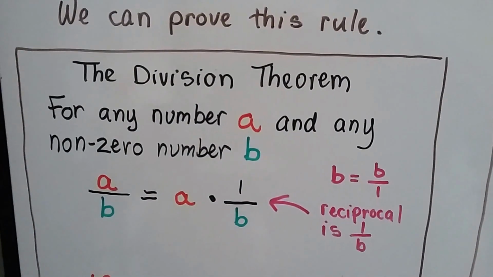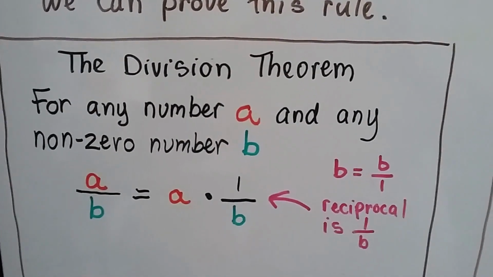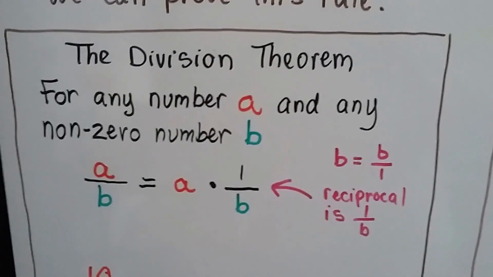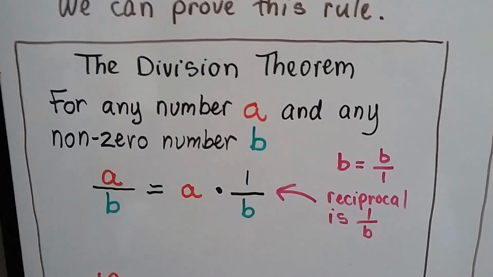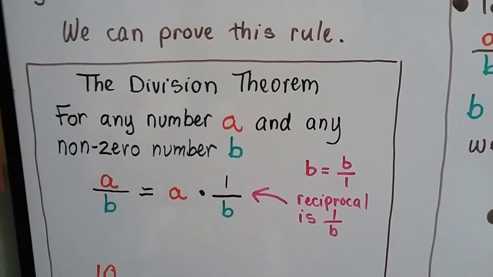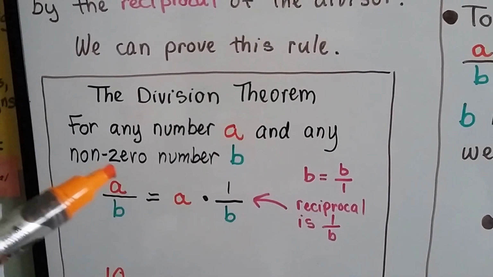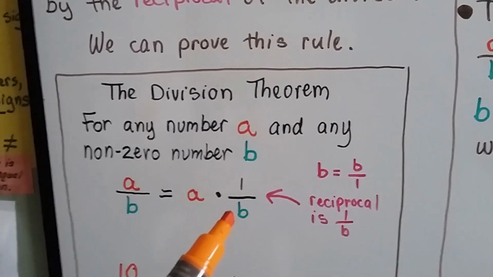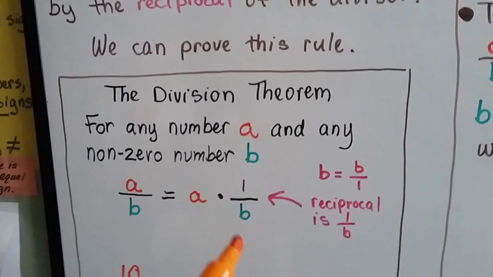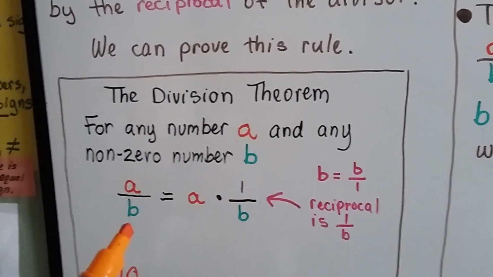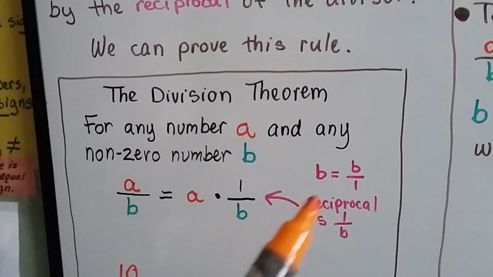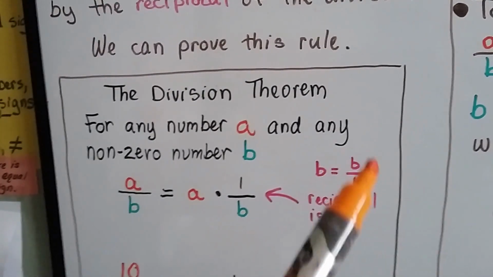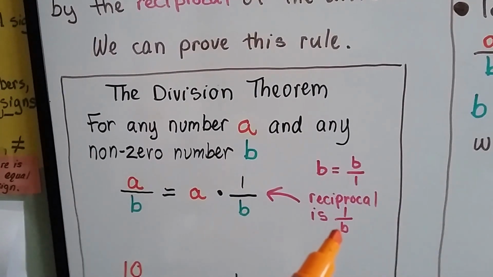So here's the division theorem. It says for any number a and any non-zero number b, so remember the denominator can't be a zero, right? Because we can't do that for a fraction. So if we have a over b, it's going to equal a times 1 over b. See? That's the reciprocal. If b is the denominator, we can write it as b over 1, can't we? So the reciprocal of it is its flipped around version as 1 over b.